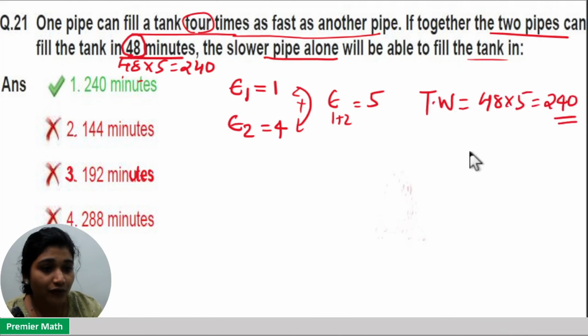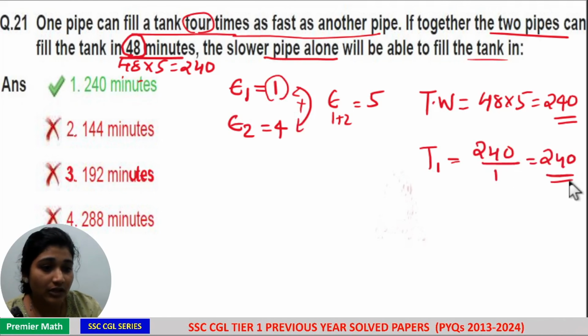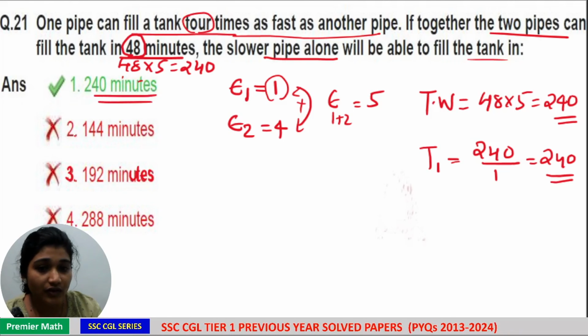If work is equal to 240 units, then the time taken by the slower pipe, that is the first pipe, is equal to total work divided by the efficiency of the slower pipe, which is 1. So 240 minutes. So the first one is your answer.